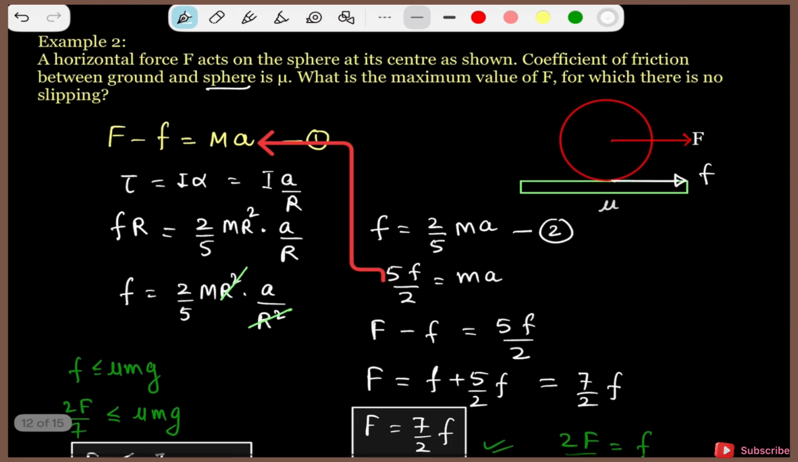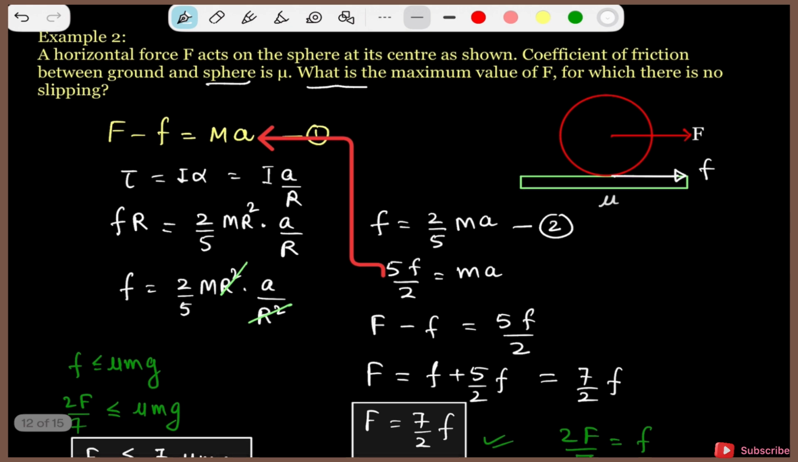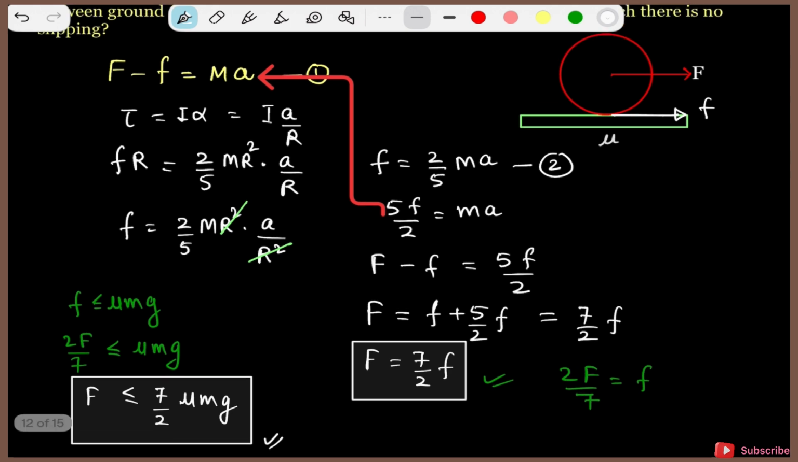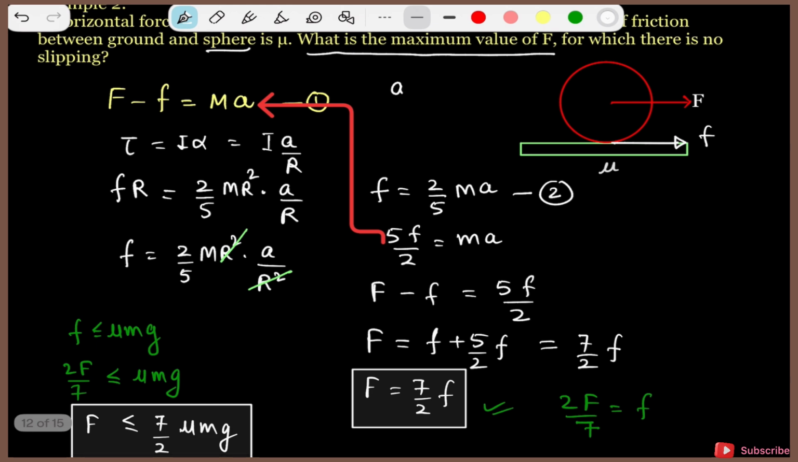Okay. So what is the maximum value? The question is asking what is the maximum value of force for which there is no slipping, right? So this is the maximum value. And how do we know? Because we use a is equal to R alpha. We use this equation, and if this equation is satisfied, it means that we are obeying the pure rolling conditions, right? All right.